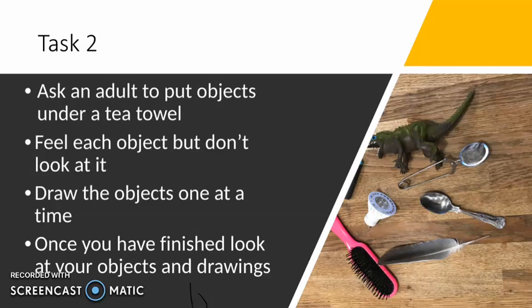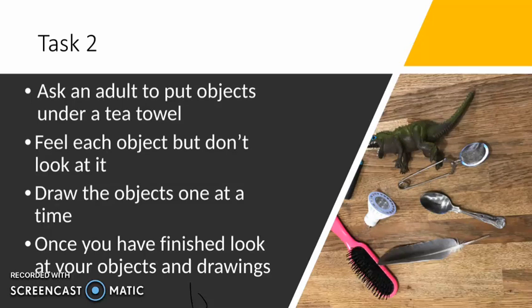Okay, put your hand under the tea towel and feel the first object. Okay, it's really important that you don't look at it. So you're not trying to guess what the object is, although you do that to start with. And then what we're going to do is we're going to really feel that object in lots of detail and use your sense of touch to be able to then draw the object.